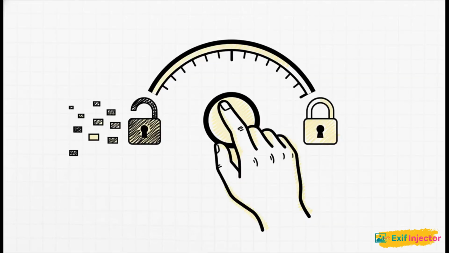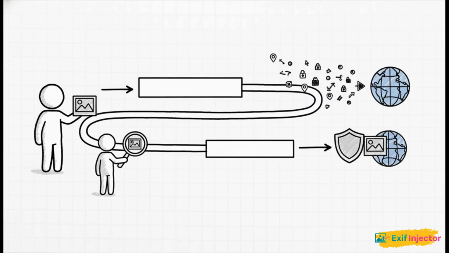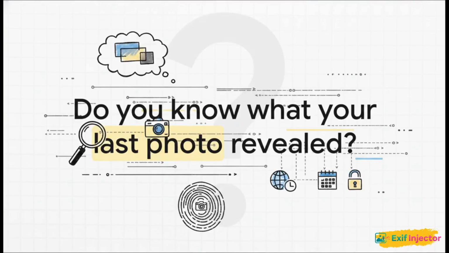So this all brings us to the main point. You have control over this information. Just by being aware of it, you can decide exactly what you're sharing with the world. So, go on, check your last photo. What story is it really telling?